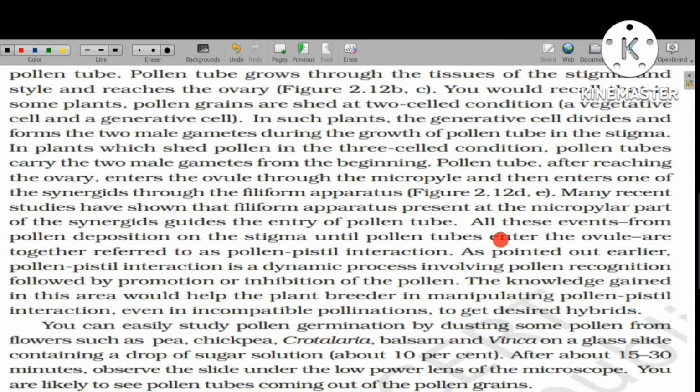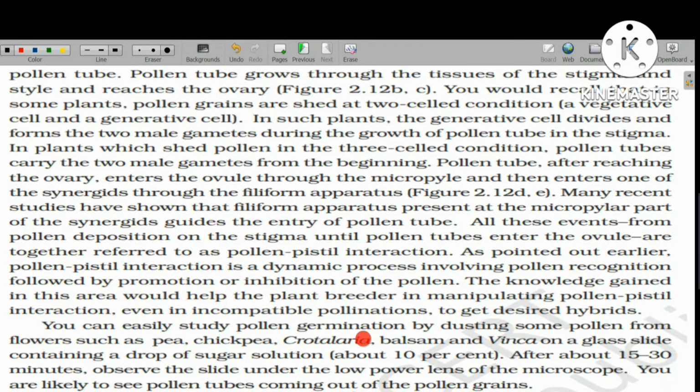All these events, from pollen deposition on the stigma until pollen tubes enter the ovule, are together referred to as pollen-pistil interaction. As pointed out earlier, pollen-pistil interaction is a dynamic process involving pollen recognition followed by promotion or inhibition of the pollen. The knowledge gained in this area would help the plant breeder in manipulating pollen-pistil interaction even in incompatible pollinations to get desired hybrids.